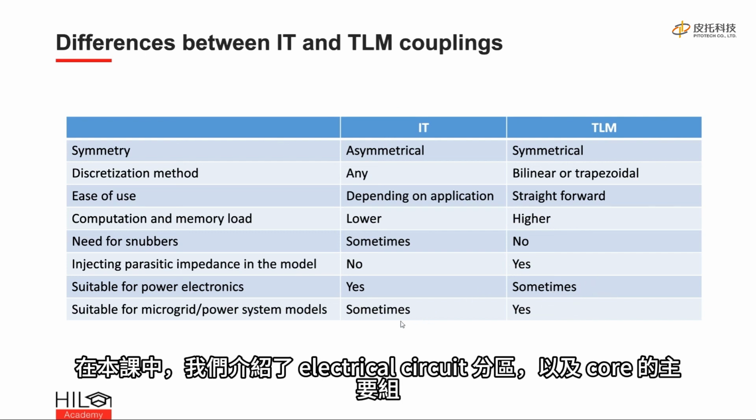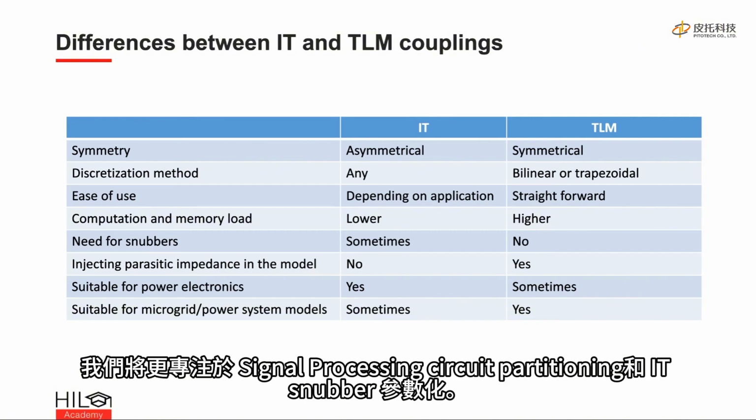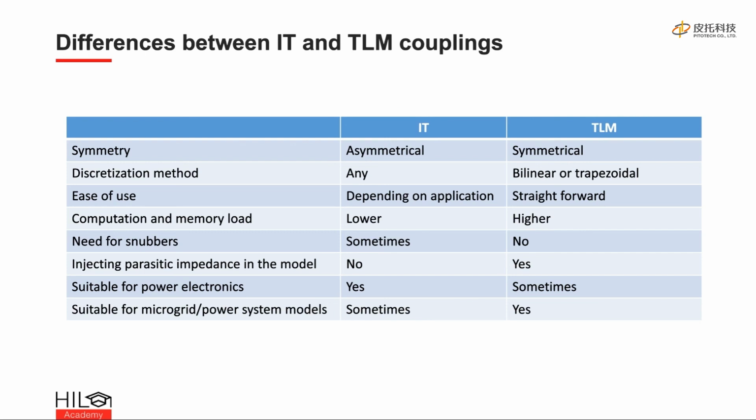In this lesson we covered electrical circuit partitions, as well as the main groups of core coupling components, their advantages and disadvantages. In the following lessons, we will focus more on signal processing circuit partitioning and IT snubber parameterization.